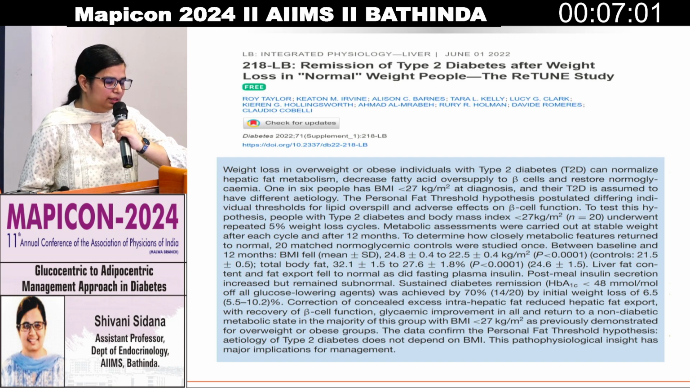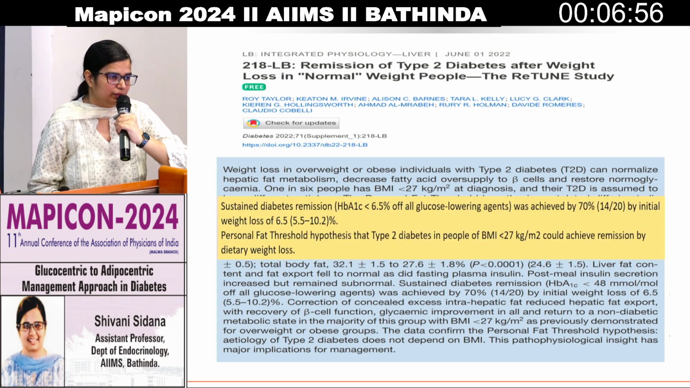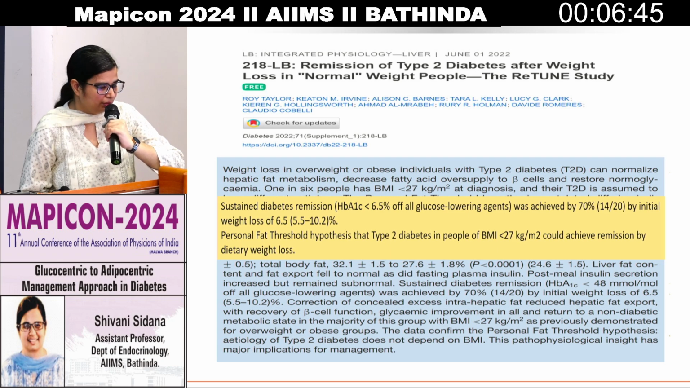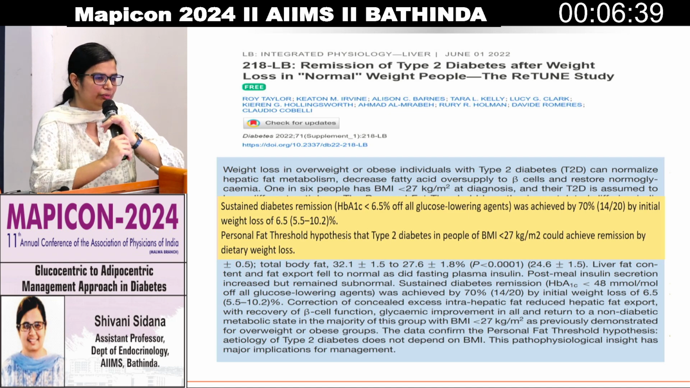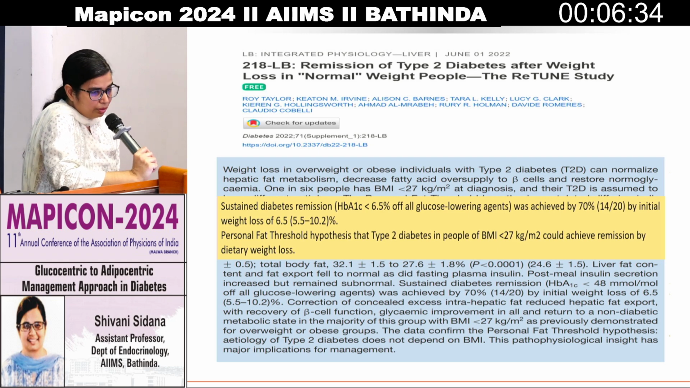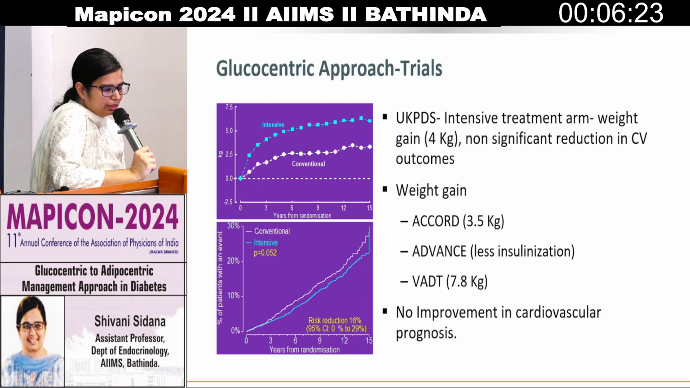Yes, the trial, that is the ReTUNE study, has shown that even in patients who have BMI less than 27, if the patient achieves weight loss, then there is definite improvement in the glycemic control, and even the patient achieves remission. It is the personal fat threshold. Every patient has a different fat threshold. If the adipocytes increase fat beyond that threshold, the patient has metabolic complications. So weight loss is beneficial even in the patient who has normal BMI if they have diabetes.